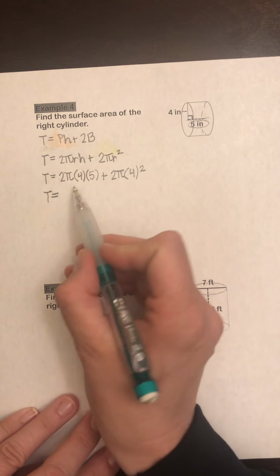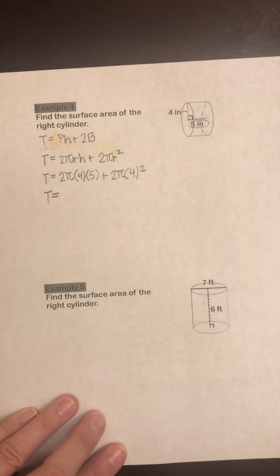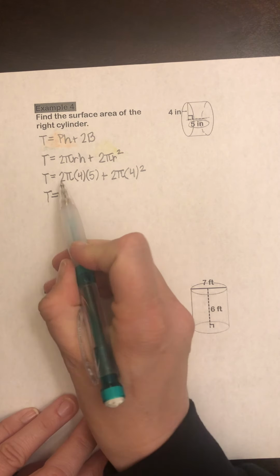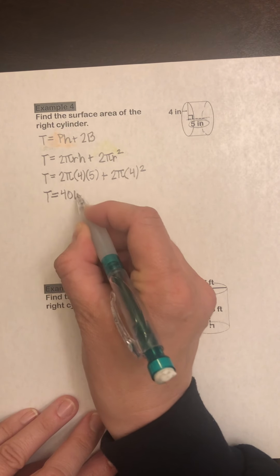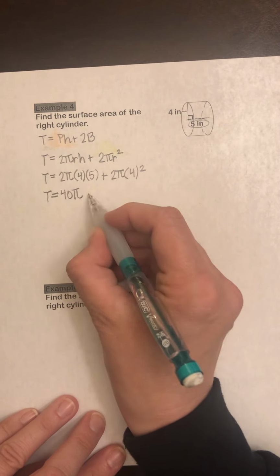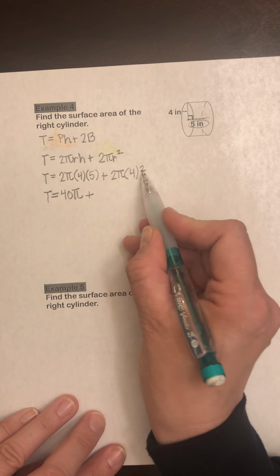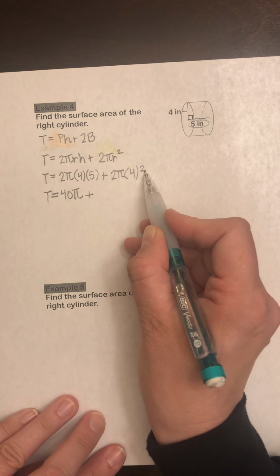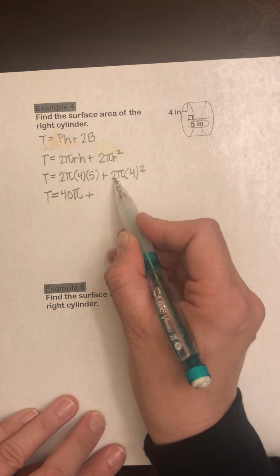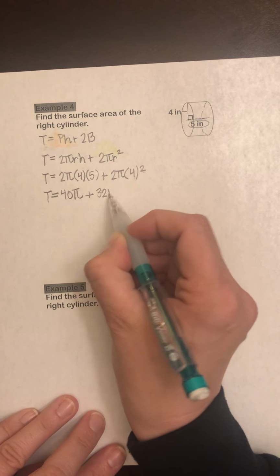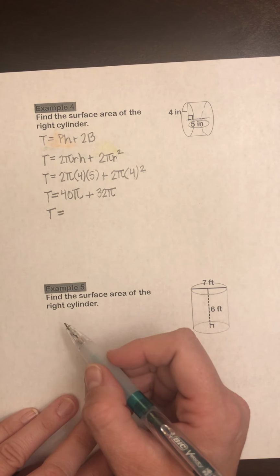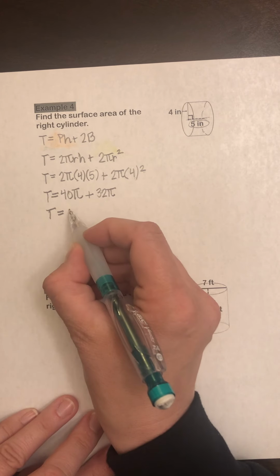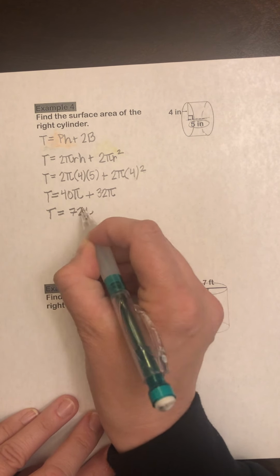Okay, so let's do some math. I'm gonna start by dealing with those numbers and kind of ignore the pi for just a moment. So 2 times 4 is 8, and 8 times 5 is 40, and then I still have the pi with it. Back here, I gotta do the exponent first. 4 squared is 16, and 16 times 2 is 32. Again, I've got the pi with it. Now those are like terms because they both have pi. So 40 pi plus 32 pi is 72 pi.